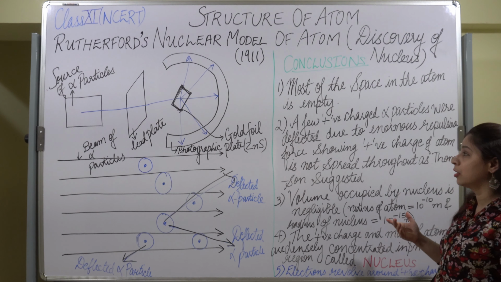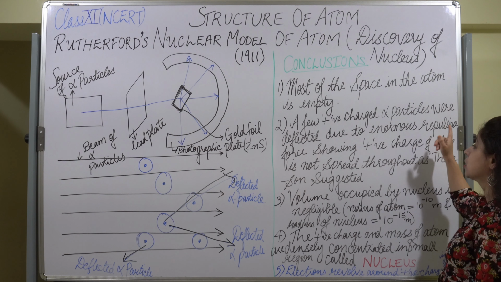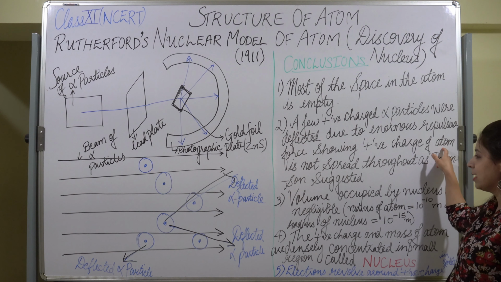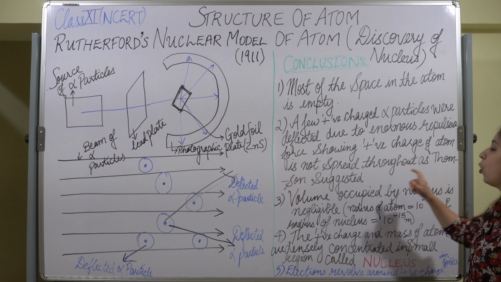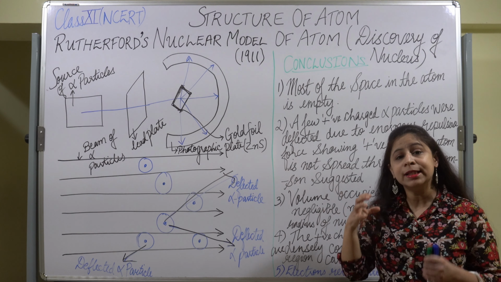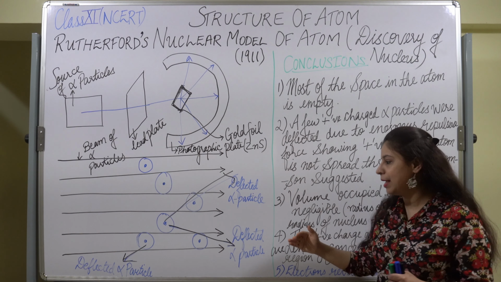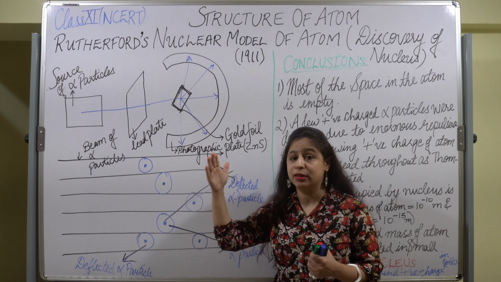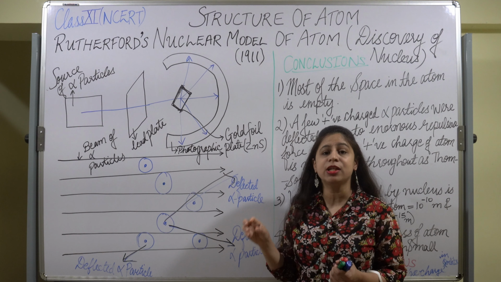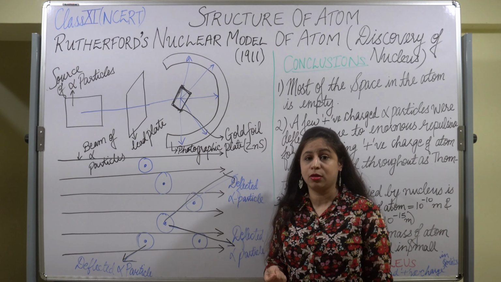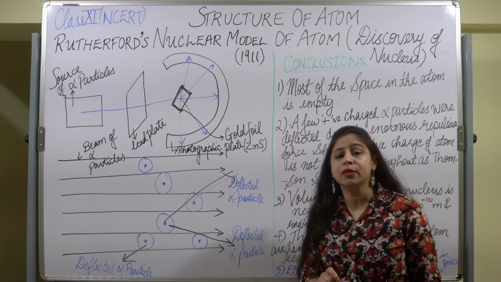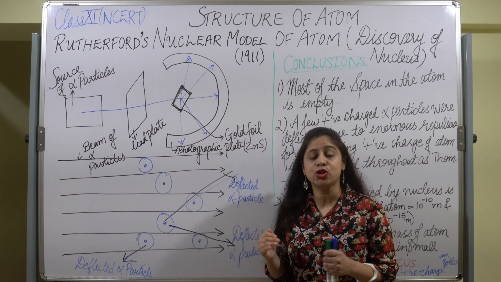From that he concluded that the few positively charged alpha particles were deflected due to enormous repulsive force, showing that the positive charge of the atom is not spread throughout as Thomson suggested. So Rutherford concluded why this repulsive force took place and why my alpha particles got deflected by some angle. It was because they struck or hit the positive charge of the nucleus of the atom, and we know that like charges repel.